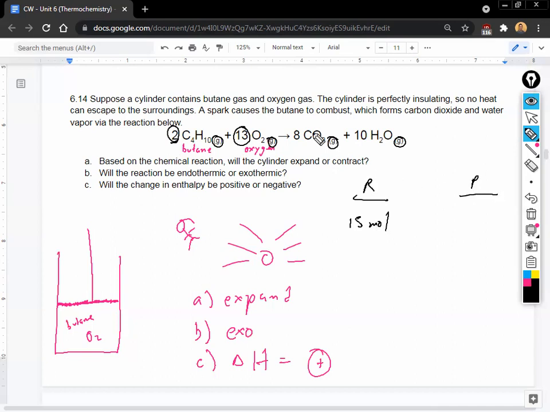Okay, if you look on the product side, how many moles of gas do you have? You have 18 moles. Now we know, even though this isn't at STP, that the volume of a gas depends on the temperature, right? So remember Avogadro's law? The moles of gas depends on the temperature. So if we increase the moles of gas on one side, that means we're also going to have to increase the temperature. And so that's another way we can know that this is going to expand.